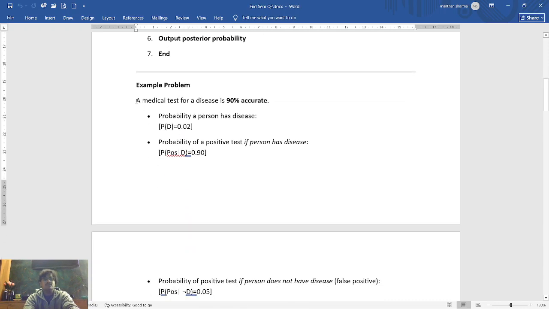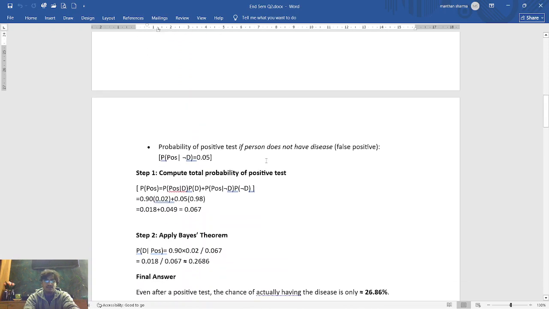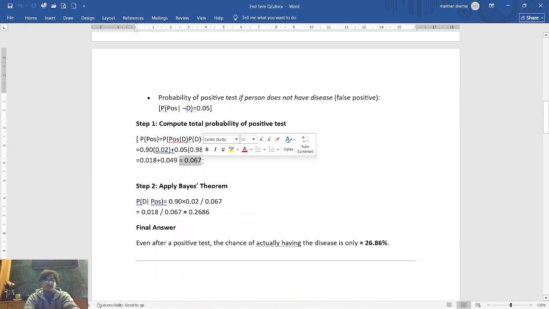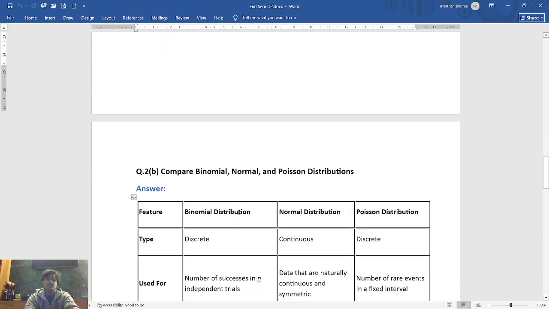Here is one more example. It is the same example we did right now. 0.67, this is 7% of the positive test, and after applying the Bayes theorem, we got 26.86% of actual disease.